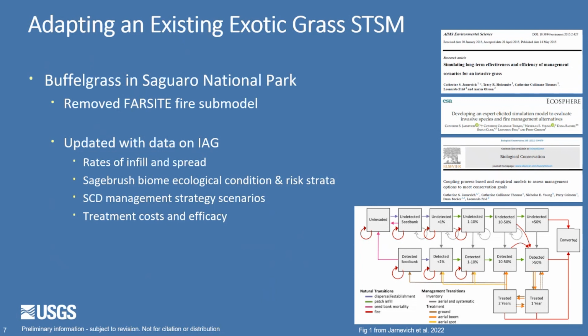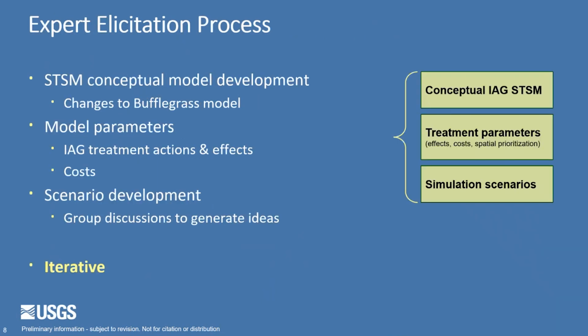So to start with, we built off a state and transition simulation model developed by a colleague of ours who's working on this project with us, focused on buffelgrass in southern Arizona. But that's a pretty different question from what we were working on with cheatgrass and other invasive annual grasses across the sagebrush biome, and also was at a much smaller spatial scale. So we had to update this model in a lot of different ways: the rate of spread and infill of the infestation itself, the different ecological conditions and how those might influence management actions, as well as costs and efficacy of treatments.